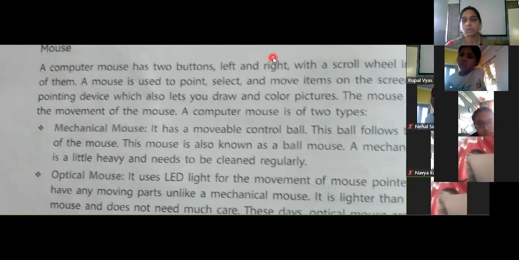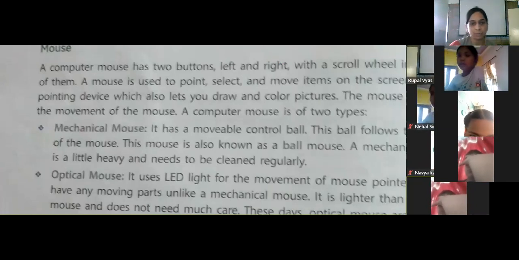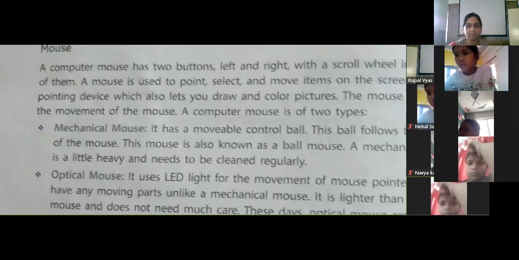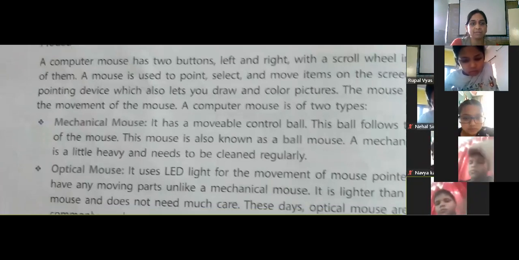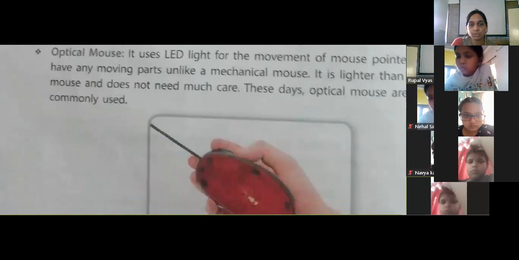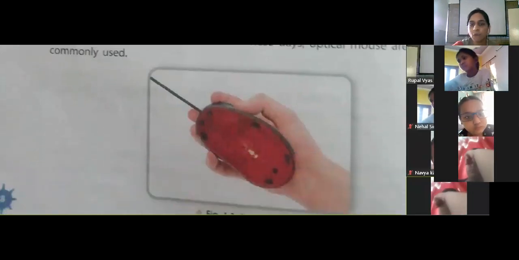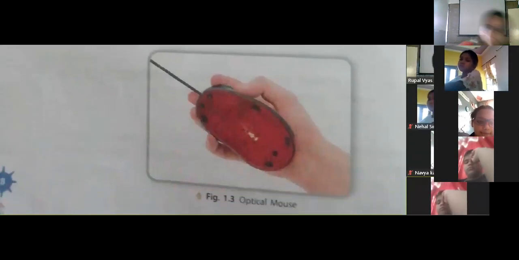Okay, so this is the difference between the mechanical mouse and the optical mouse. In the optical mouse we have LED light, and in the mechanical mouse we have a ball. After the mouse, we have another input device. This is the picture of the optical mouse, you can see it in your book also. In this we have the light at the bottom side.